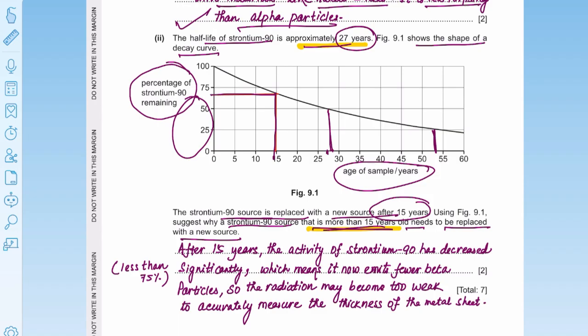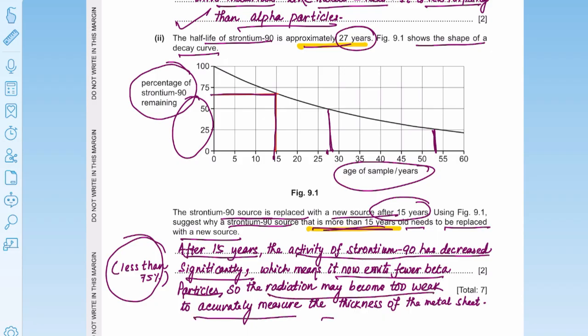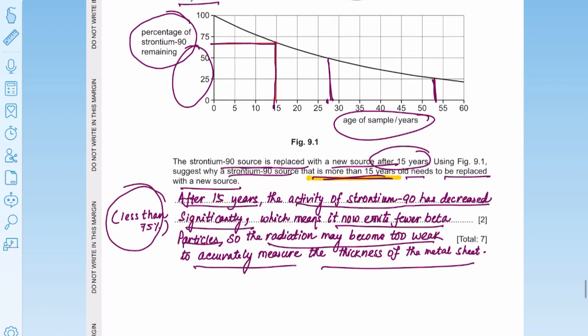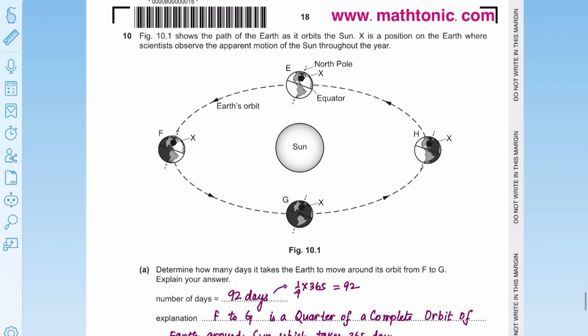So I can write down here, after 15 years, the activity of strontium had decreased significantly, which is less than 75%. Yes or no? Which means it now emits very few beta particles. So very few beta particles means radiation may become too weak to accurately measure the thickness of the metal sheet. Did you get it right? Okay, moving to next question.